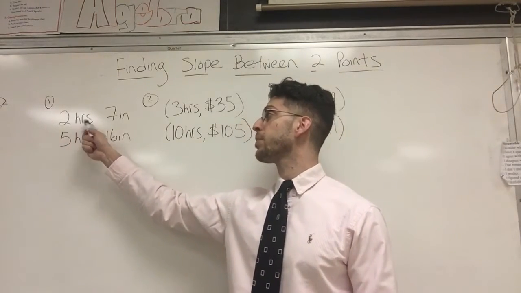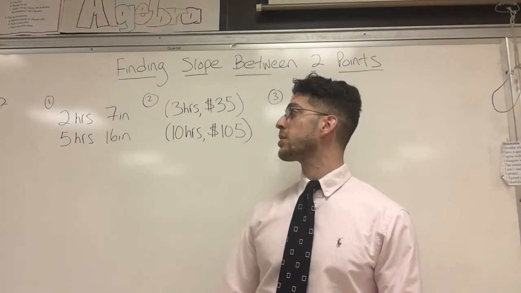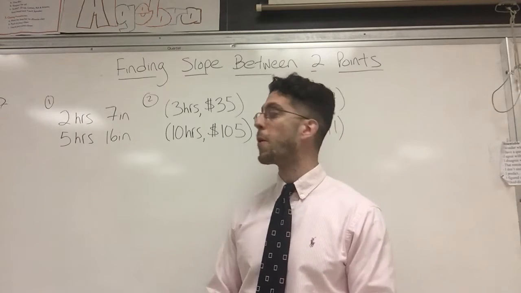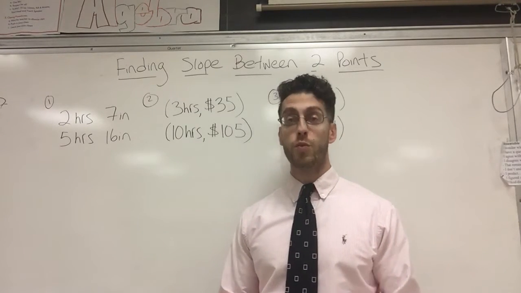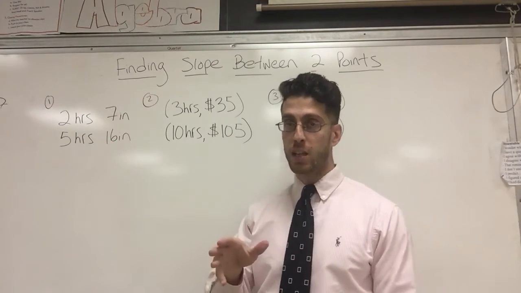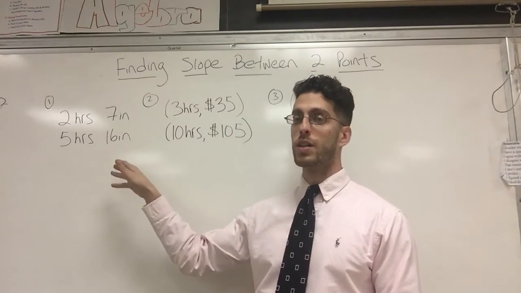Here's a relationship: 2 hours, 7 inches. So this could be about snowfall. It's wintertime. We'll talk about snowfall. So it's been snowing at a constant rate. All right? This time I'm not determining if it's linear or not linear. I'm telling you it's linear, and we're going to figure out what the rate is.